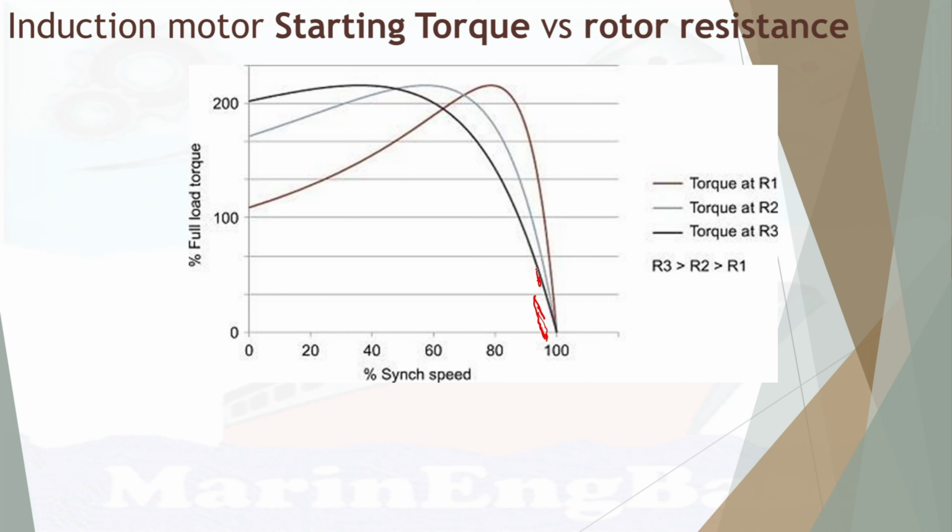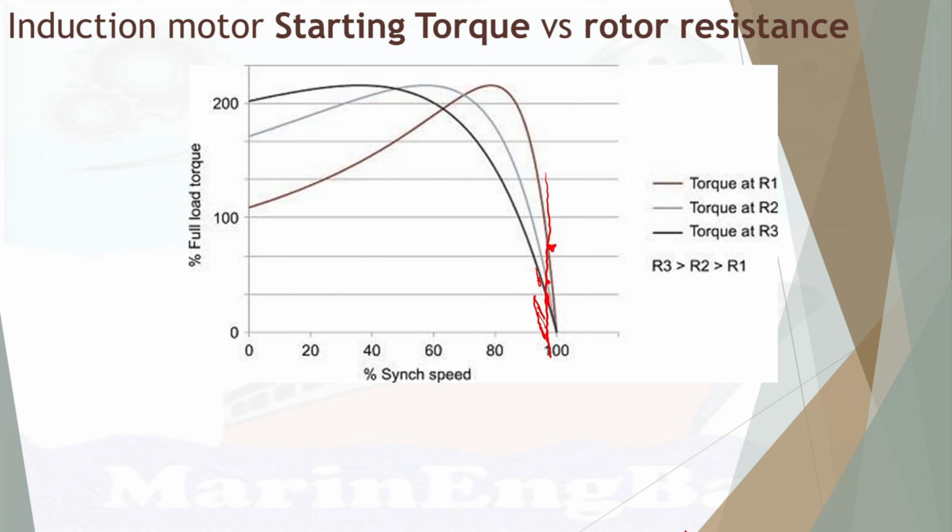If you draw here, let's say this is your operating point. You can see in the first case, your operating torque is very high. But in the second case, your starting torque is high, but your operating torque is less. In the third case, your starting torque is almost equal to the full torque available from the motor, but your operating torque is somewhat less.